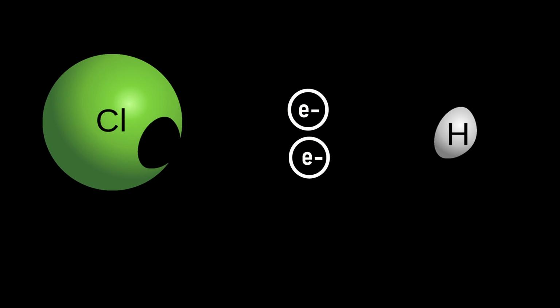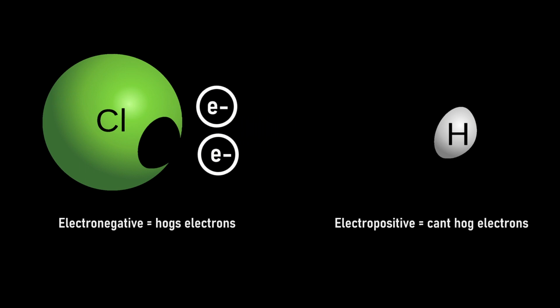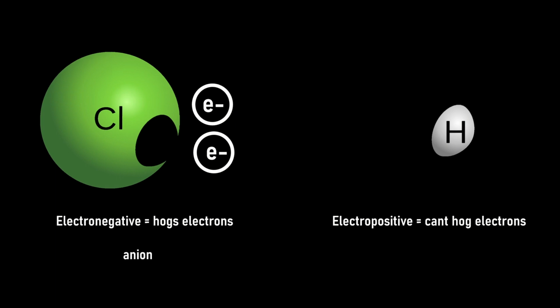So the chlorine attracts the shared electrons towards itself. It pulls the electrons, so even though the electrons are shared, they spend most of their time near the chlorine, making it an anion. And the hydrogen becomes a cation.